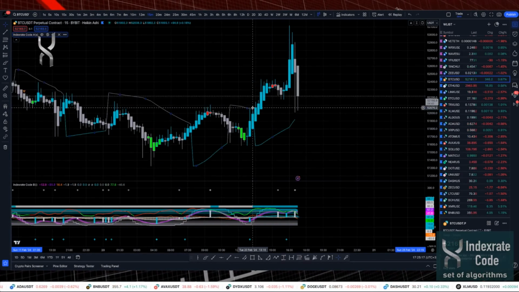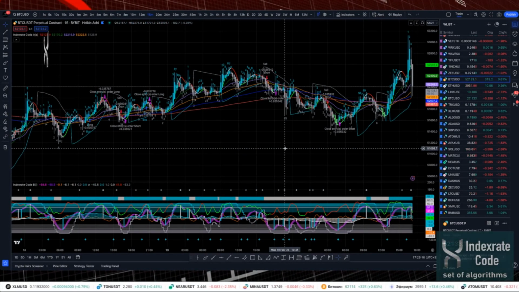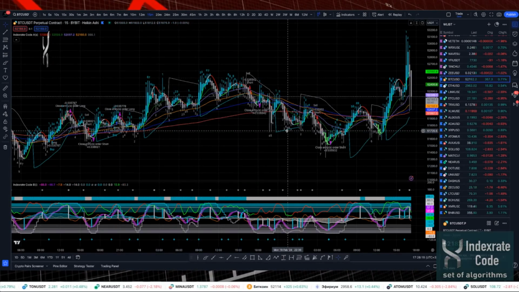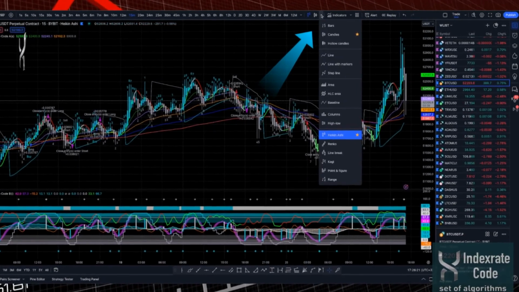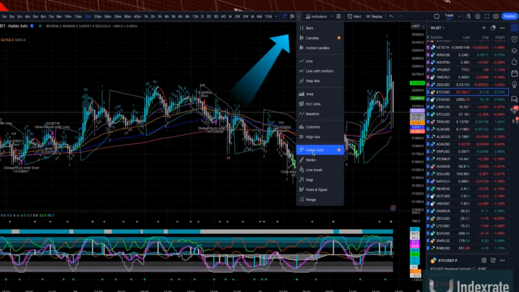It is also true in this part of the graph. Before we move on to setting up the strategy, I would like to draw your attention to the fact that the entire set of algorithms is sharpened under the Heikin-Ashi candlestick chart. Going to the tab here, you need to select it.